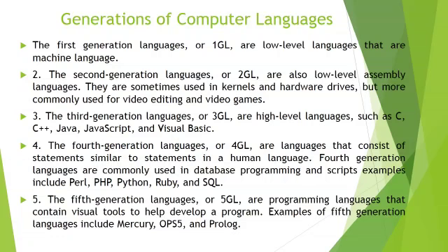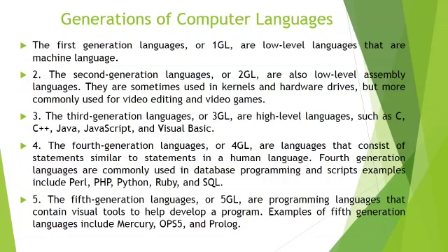The fourth generation languages or 4GL are languages that consist of statements similar to statements in a human language. That means in a 4GL, the languages are more easy to learn and understand as they are similar to our common English language. The examples are Perl, PHP, Python, Ruby and SQL.